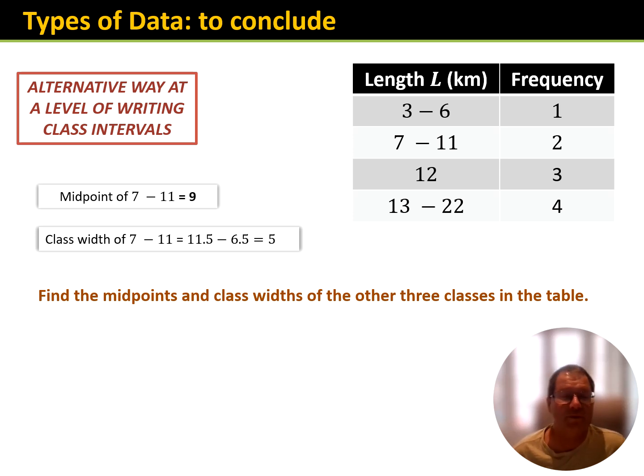So the midpoint of 7 to 11 is 9, and that's halfway between 7 and 11, so halfway between 6.5 and 11.5. But the class width of 7 to 11 is not 4 because it starts at 6.5 and finishes at 11.5. Just one final thing on this particular table, we can see that one row just has the number 12 in it. And if we were doing class widths using inequalities, we'd probably say the class width was 0 because 12 is just a single number. But of course, it actually starts at 11.5 and finishes at 12.5. So the class width of 12 is 1.